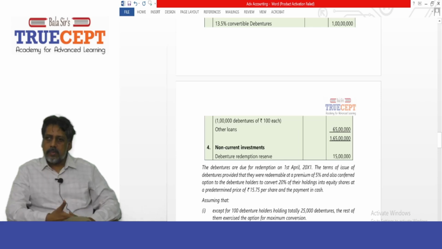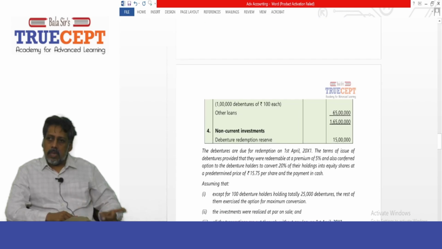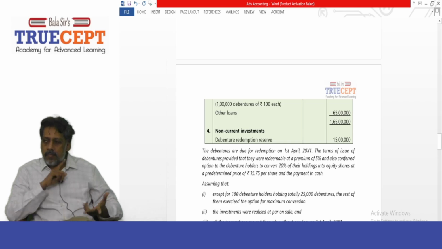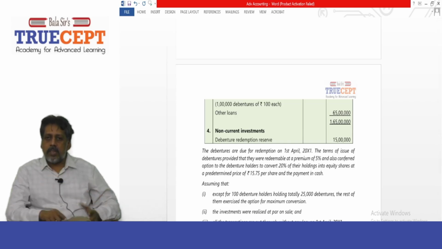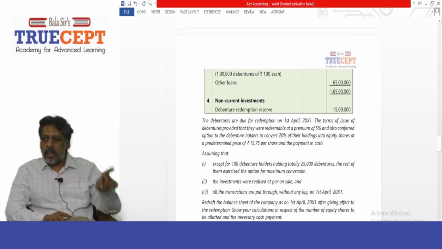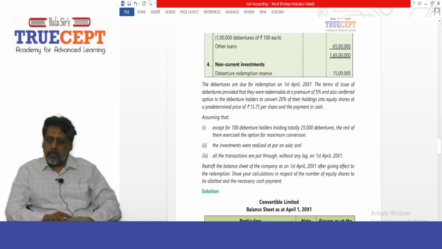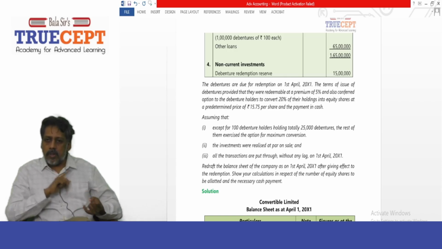Next, other loans, 65 lakh. Other loans are rupees 65 lakh. Next, under non-current investments, we have debenture redemption reserve investment, 15 lakh. That is nothing but 15% of rupees 1 crore, which is 15 lakh, the amount to be invested in specified securities as a debenture redemption reserve investment. Next, the debentures are due for redemption on 1st April 20X1. On 1/4/X1, the debentures are due for redemption.